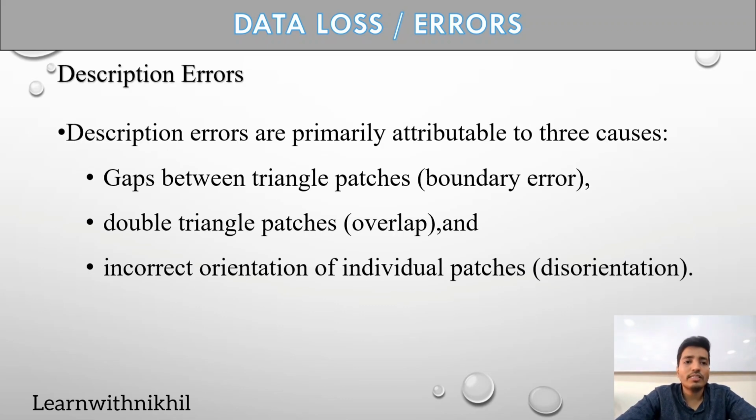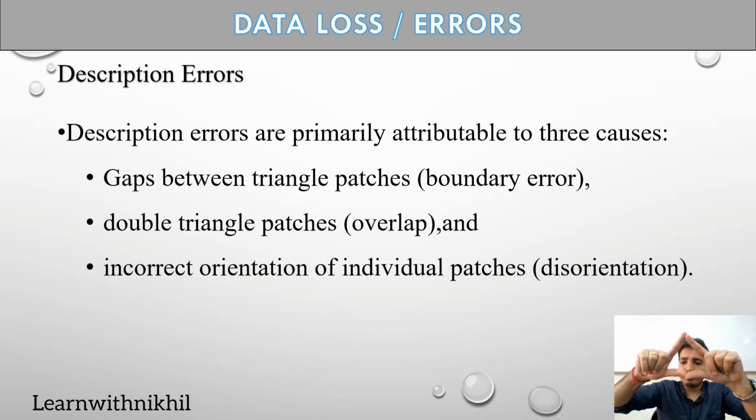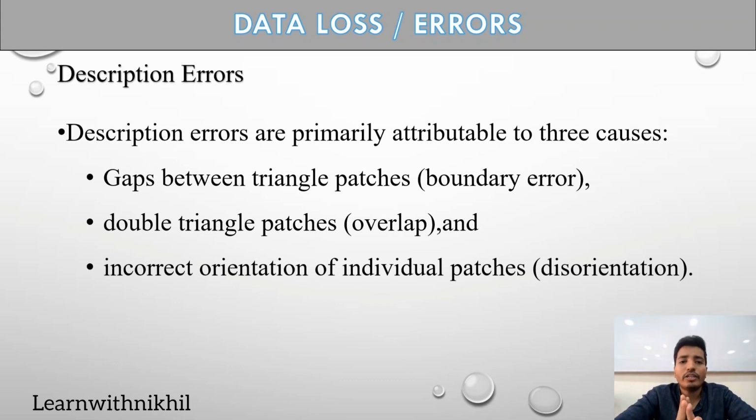And the last one is the description error. Description error is basically again the gap between the triangle spaces. If you have two triangles which are joining each other, there might be some gaps. There will be overlapping between the triangles, or there will be incorrect orientation. This is again related to the transforming errors, but these are specifically called description errors. So these are all the data losses or errors which can occur while creating the STL file.